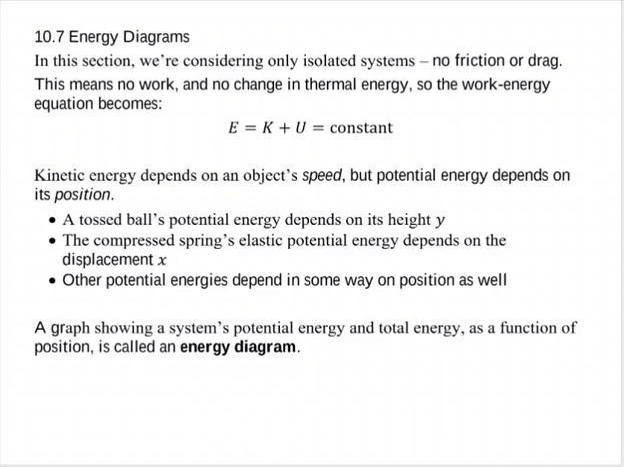So that's great. Kinetic energy depends on an object's speed. Potential energy depends on its position. A tossed ball's potential energy depends on its height, y. The compressed spring's elastic potential energy depends on the displacement, x. Other potential energies depend in some way on position as well. So as long as we remember those things, we'll be in pretty good shape.